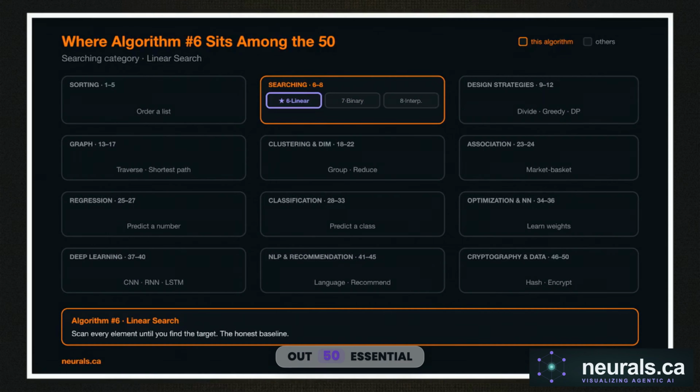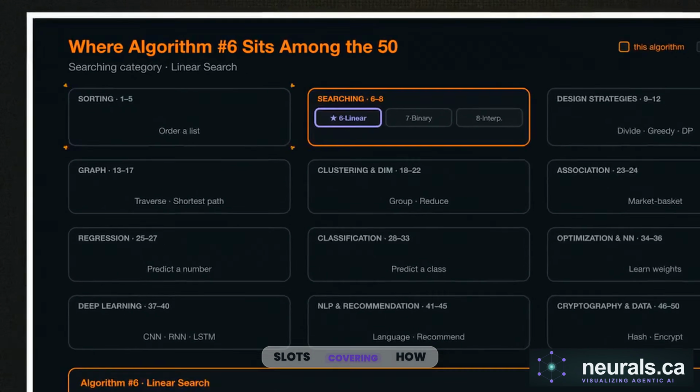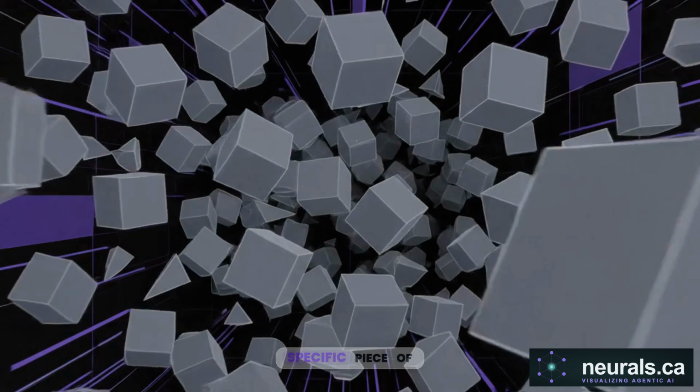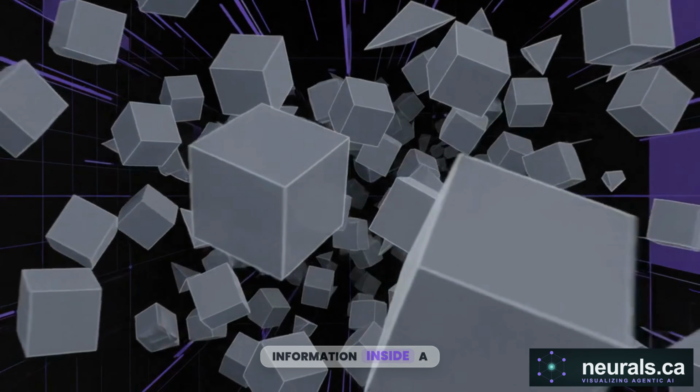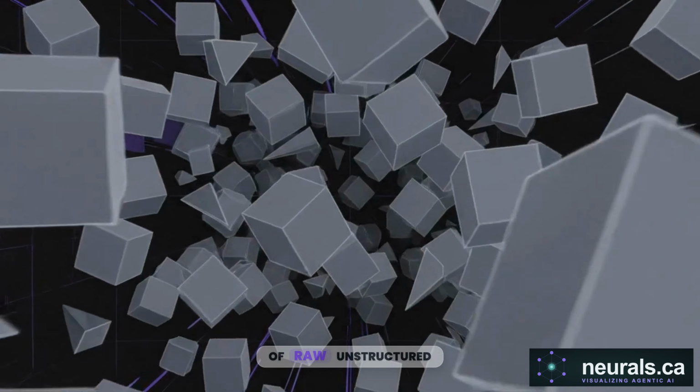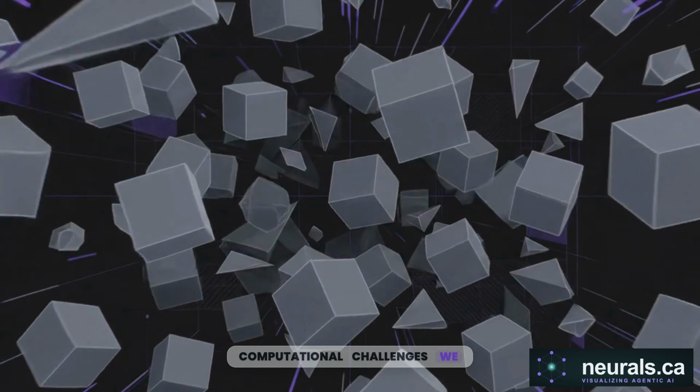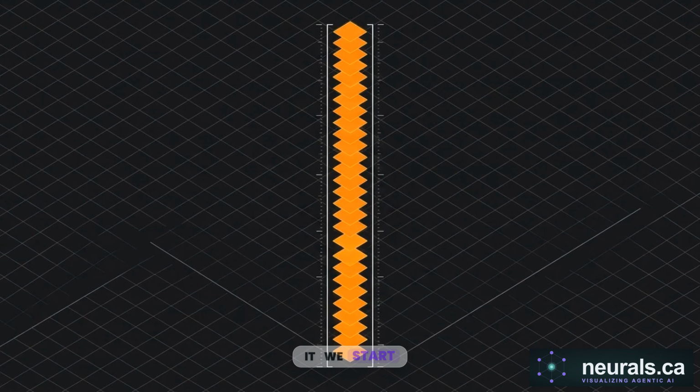This chart maps out 50 essential algorithms. After spending our first 5 slots covering how to order a list, we are now crossing into a new category: searching. Locating a specific piece of information inside a massive, chaotic pile of raw, unstructured data is one of the oldest computational challenges we face. To solve it, we start with algorithm number 6, linear search.